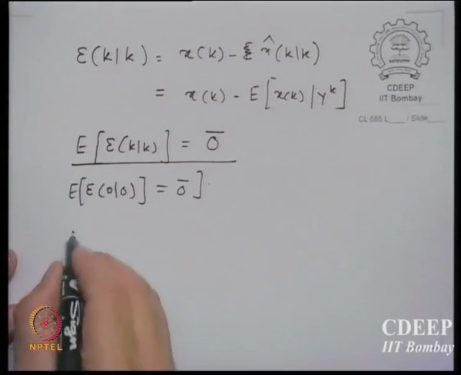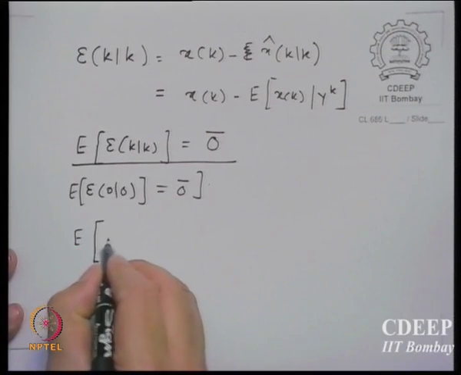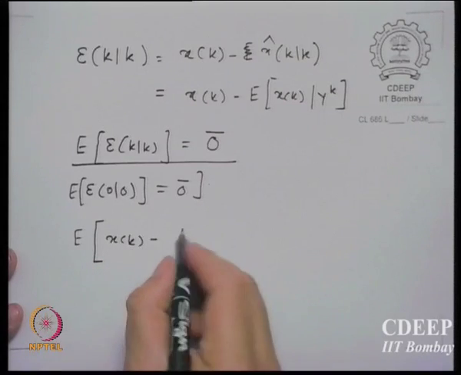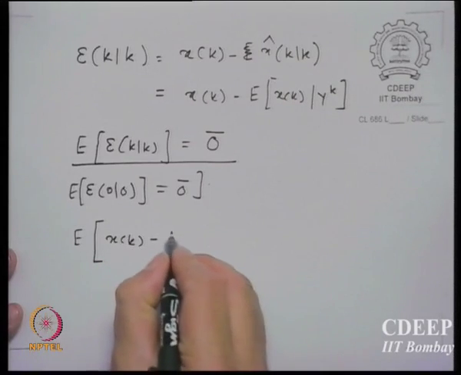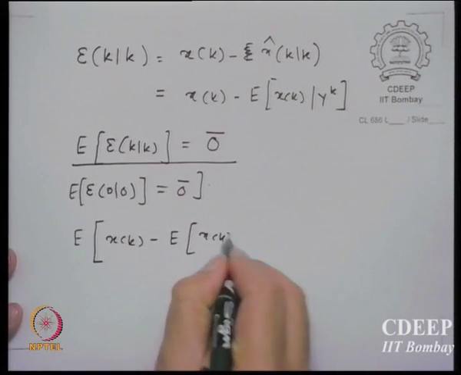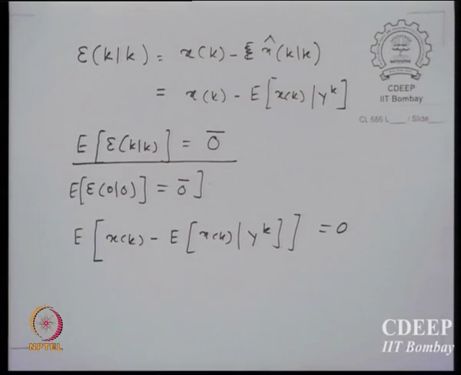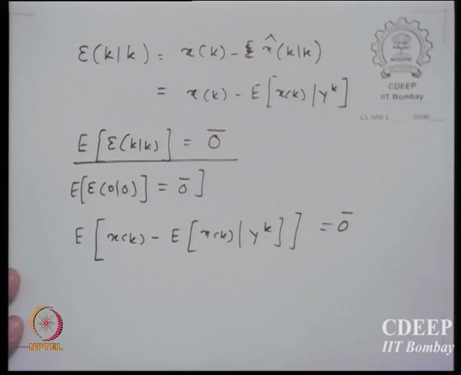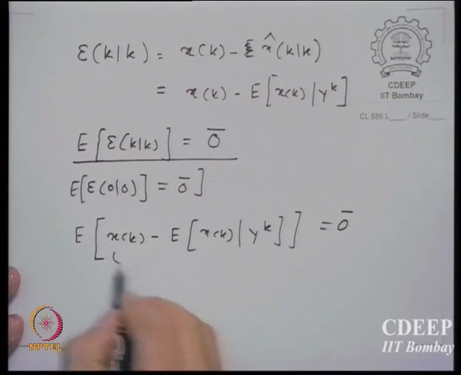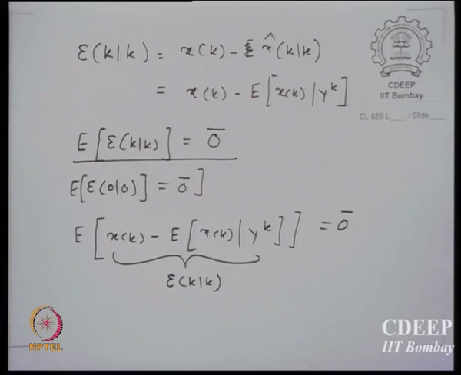Now, I am just going to interpret this. So, the expected value of xk minus the expected value of xk given yk is equal to 0, a 0 vector. This is nothing but epsilon k, right? Fine, okay.